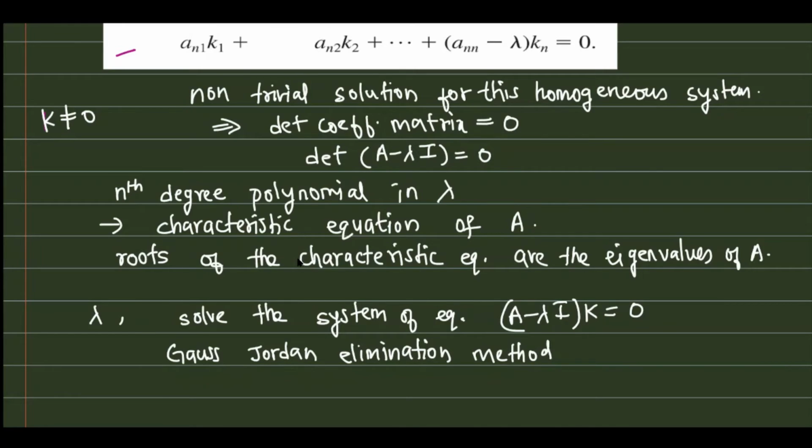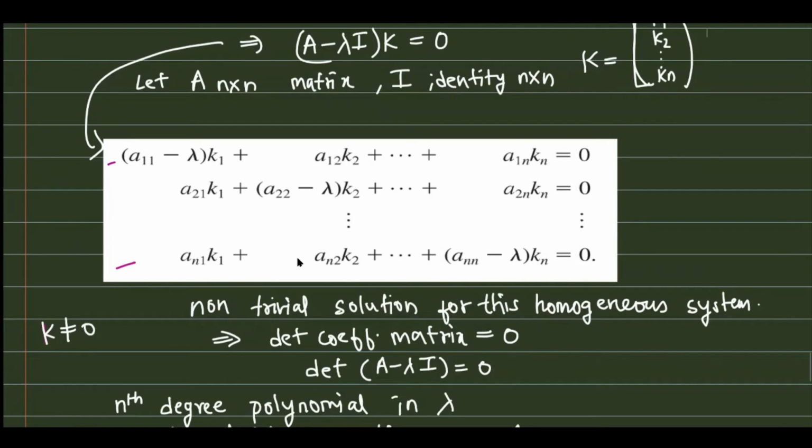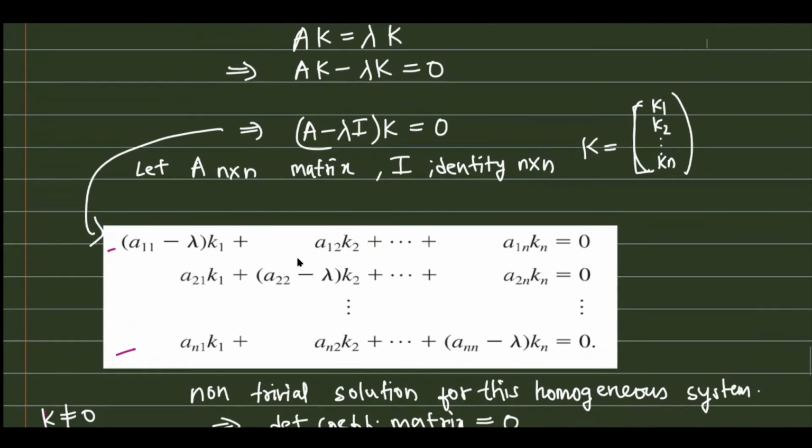Sometimes we will get it directly, otherwise we apply the Gauss-Jordan elimination method to the augmented matrix. So our aim is to find a non-zero vector k for which Ak equals lambda k holds, and this is equivalent to saying that we have to solve the system of equations (A minus lambda I) k equal to 0. This is a homogeneous system of n equations in n unknowns, and we must have a non-trivial solution because k is not equal to 0. Trivial solution means k is equal to 0.